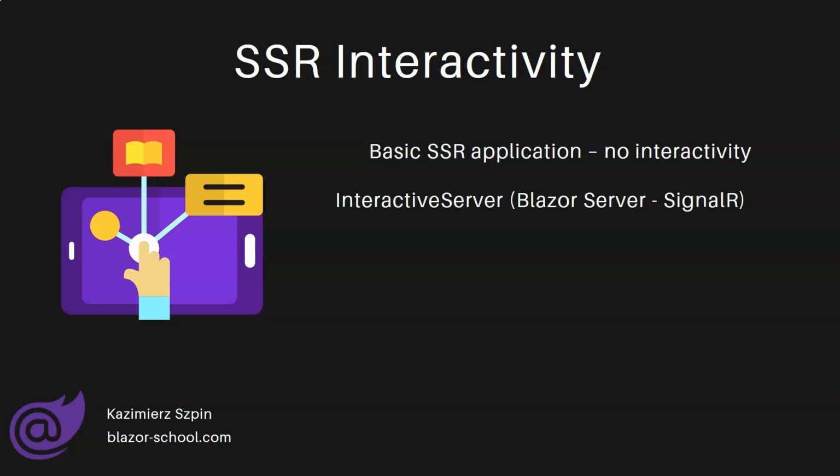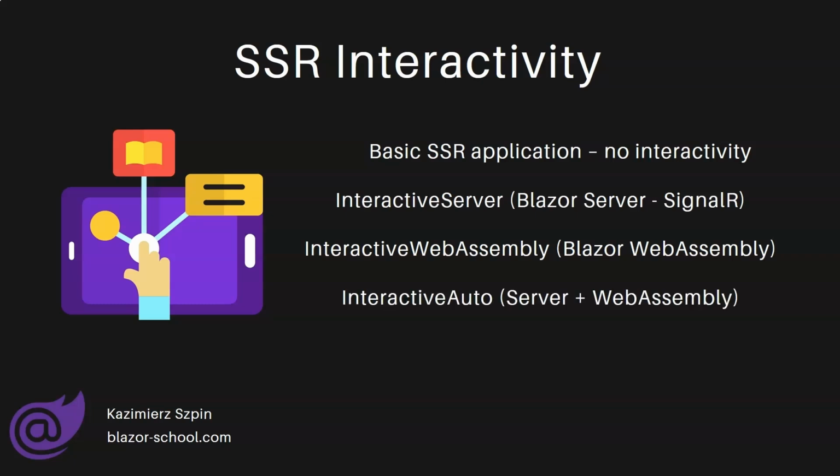Then there is Interactive WebAssembly, which uses WebAssembly. And also, in my opinion, the best and most commonly used mode, Interactive Auto, which works by using SignalR for the first connection and page load while downloading WebAssembly in the background. This way, the first connection is fast, and subsequent visits to the page or subpage changes use the WebAssembly mode that was previously downloaded in the background. From that moment on, we benefit from all the advantages of WebAssembly. So, it is a great solution.